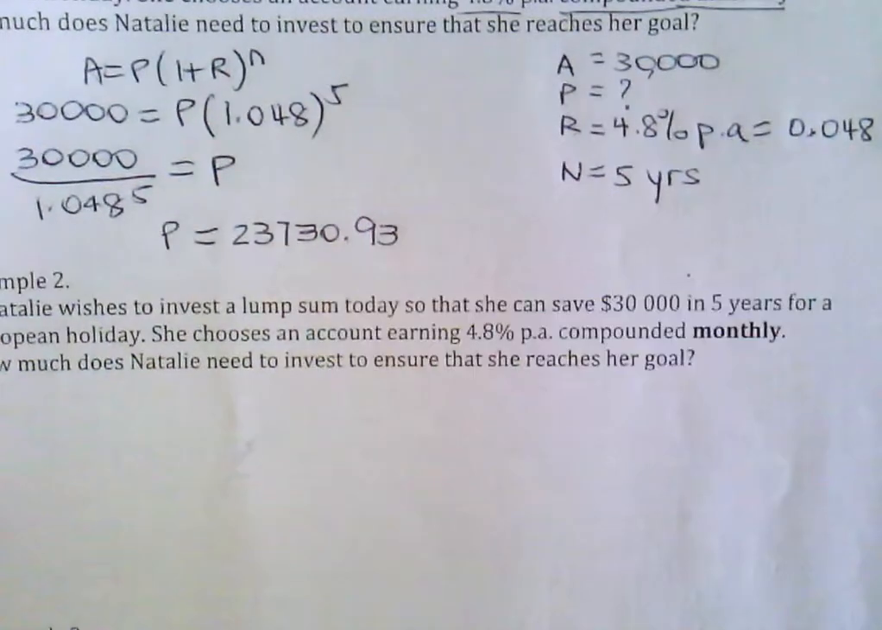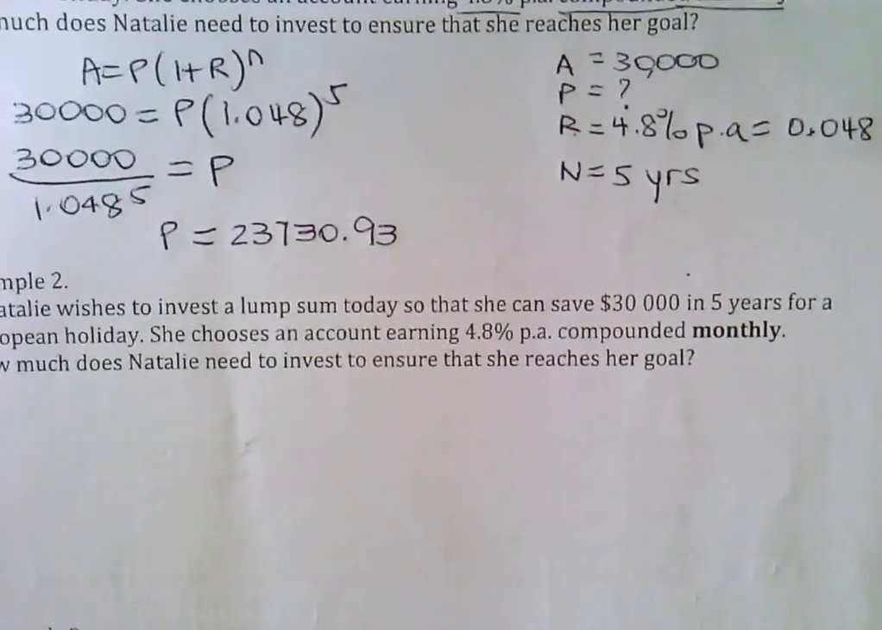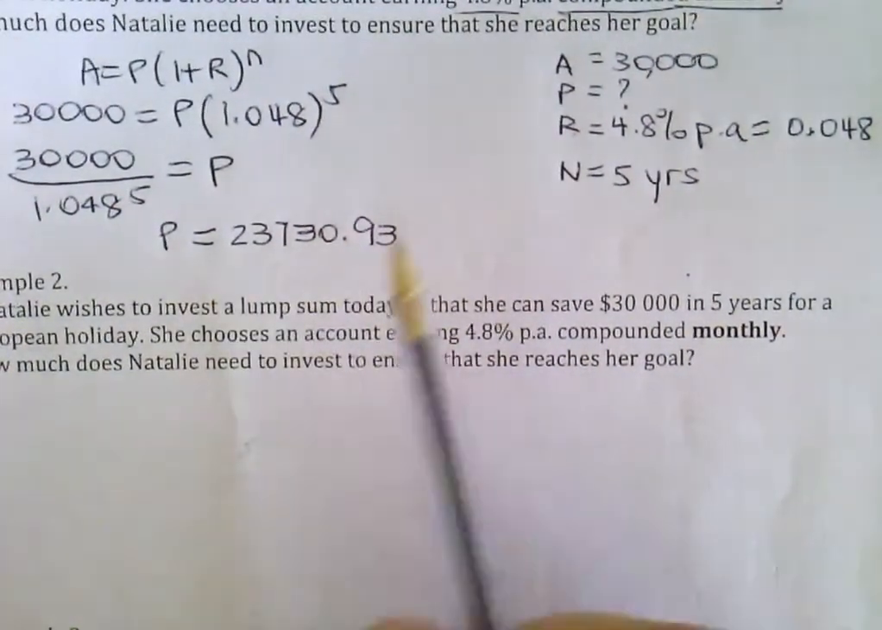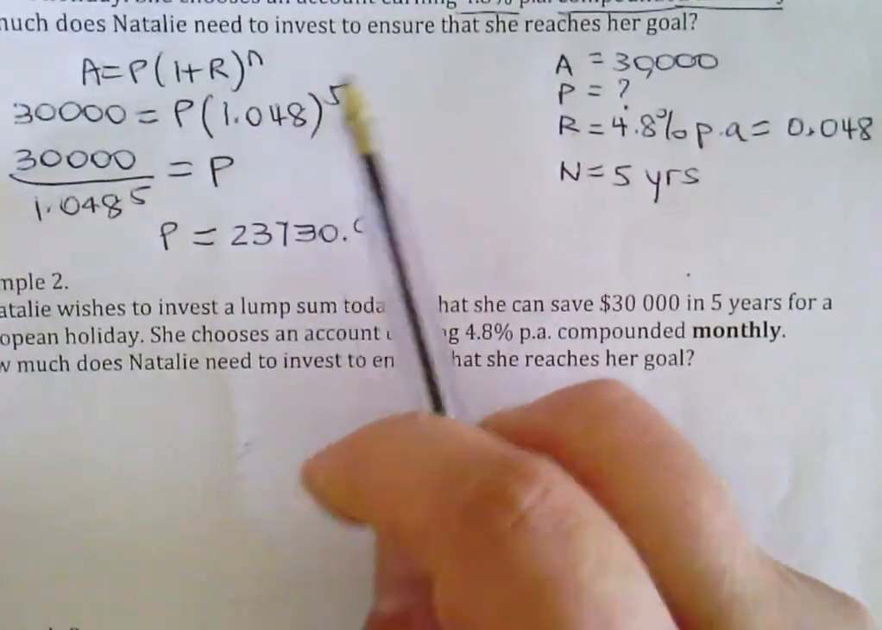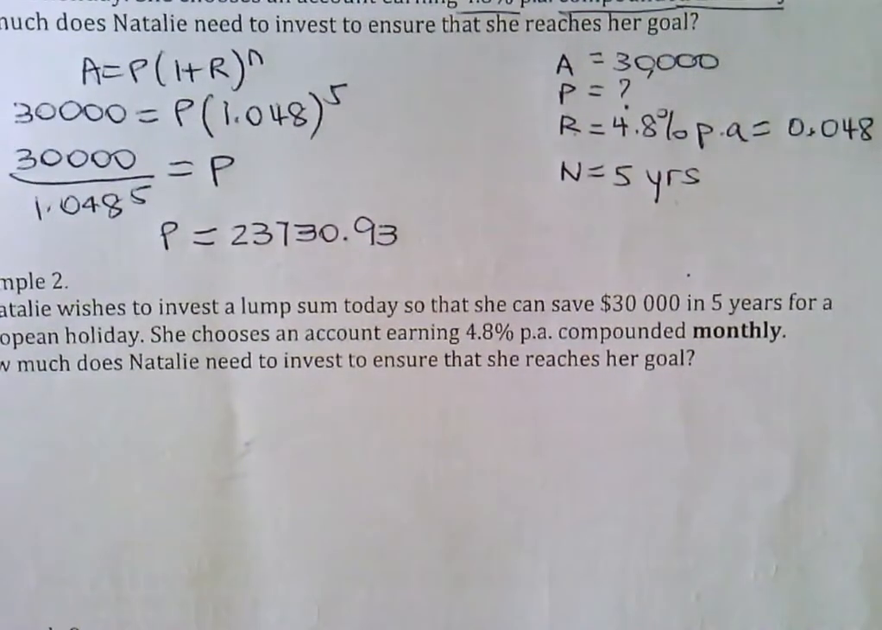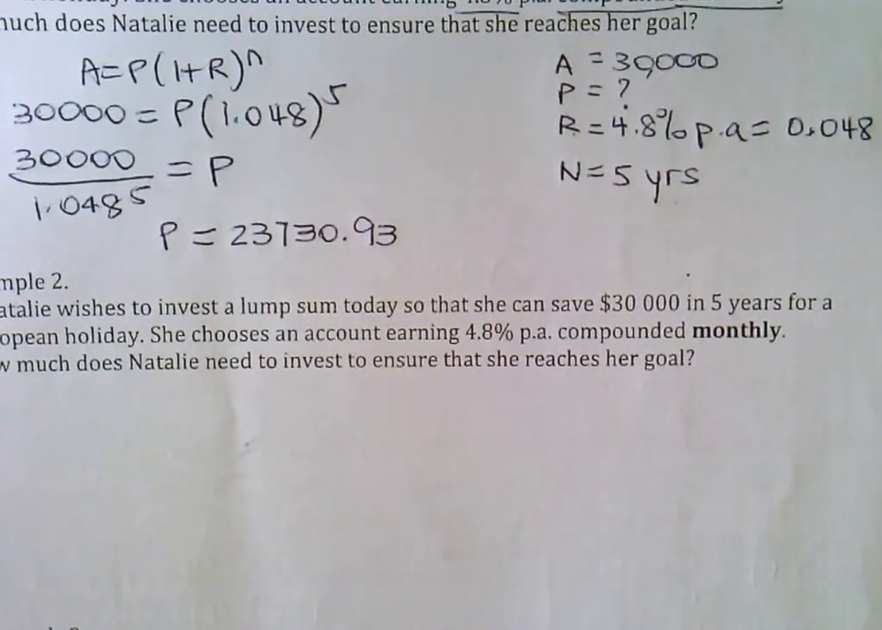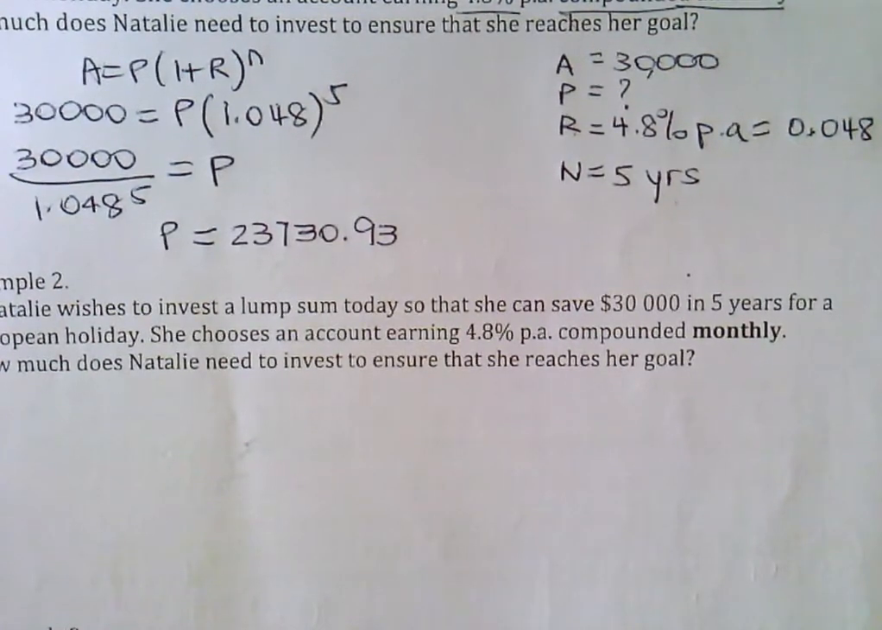0.93. Now, if you've got a bit of time in an exam, you might say, right, I'm going to check if that's okay. Put this now as your principal, times it by 1.048 to the power of 5, and hope you get roughly $30,000 plus or minus a cent or two. That's how you check your answer. All right?